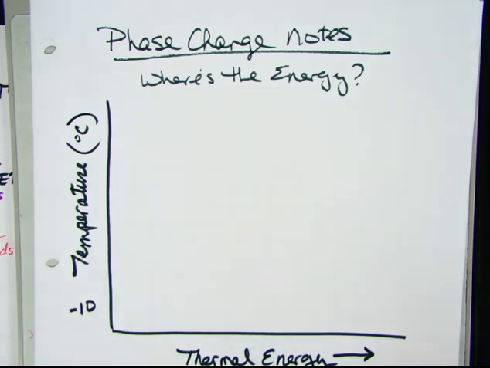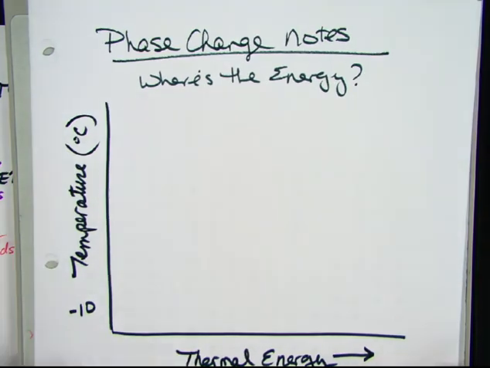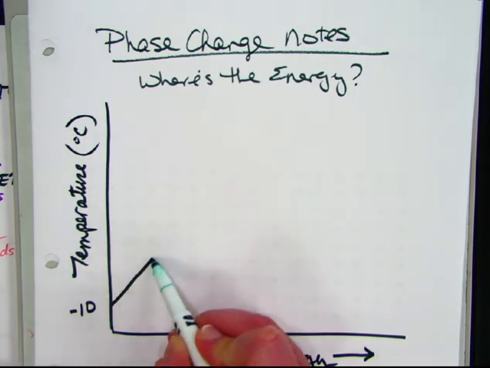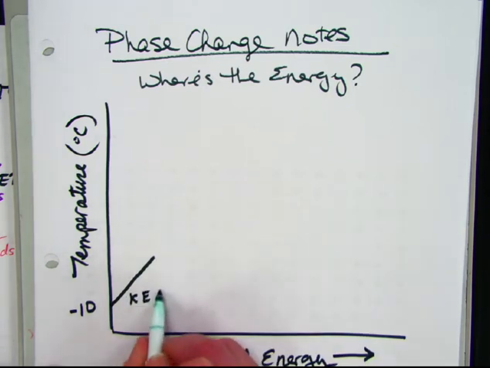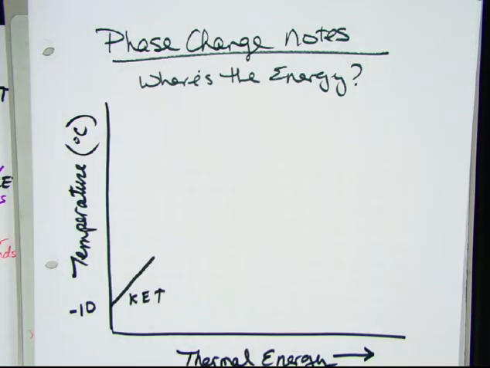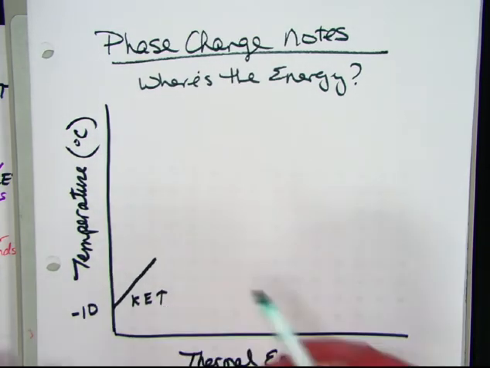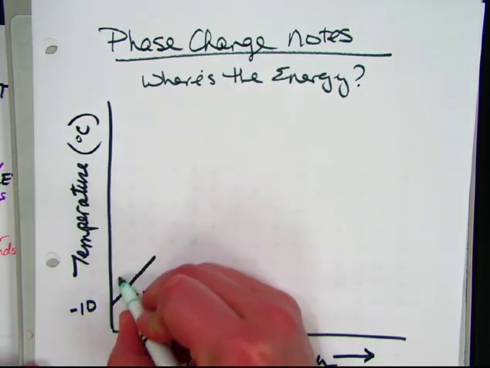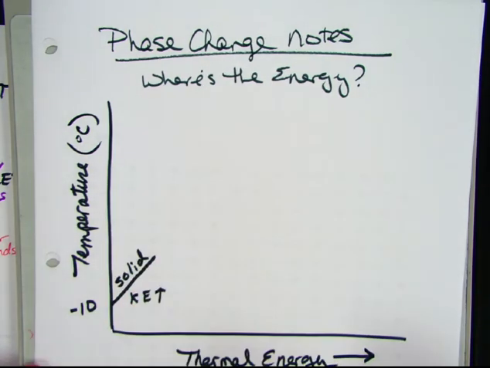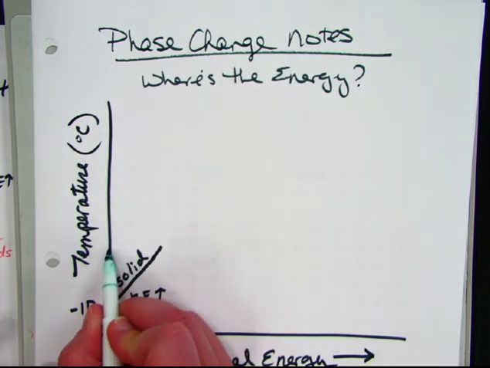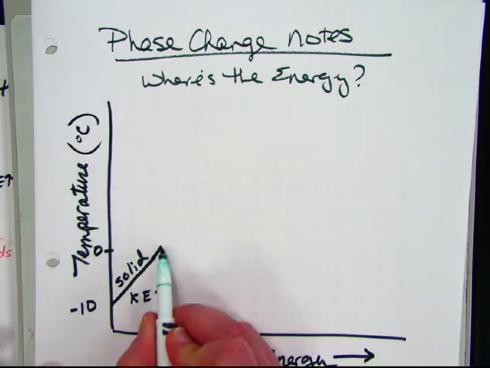I take a block of ice out of a deep freeze at negative 10 degrees and I sit it on the counter. It's going to warm up, and the kinetic energy of the particles is going to increase as the temperature increases, because temperature really is a reflection of kinetic energy. It's going to warm up to a point where it's no longer only a solid, because right here we have just a solid block of ice. It's going to warm up until it reaches 0 degrees, and then it is going to start to melt.